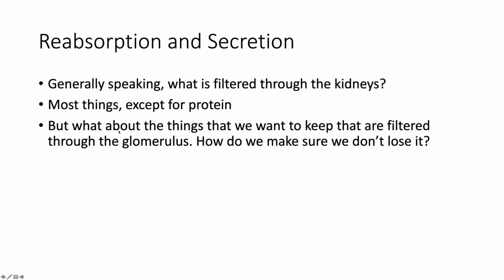So what are the things that we would want to keep that are filtered through the glomerulus? There are some things that we want. Like we need sodium, we want potassium. How do we make sure that we don't lose it, because those things get filtered through? Would that be with the channels in the proximal tubule? Sure, but in a general sense, what are those channels doing? They're reabsorbing. Yeah, exactly.